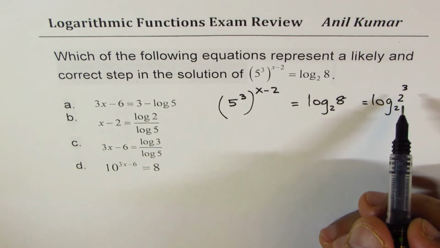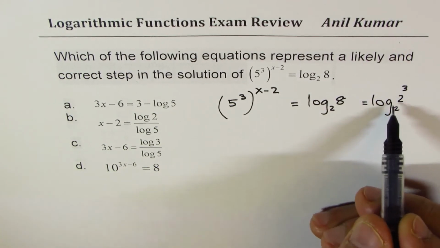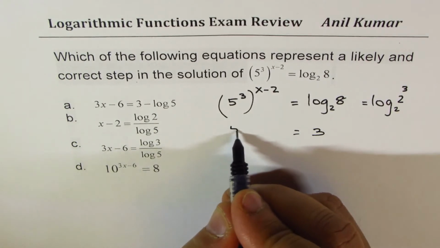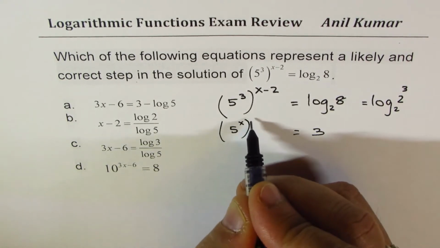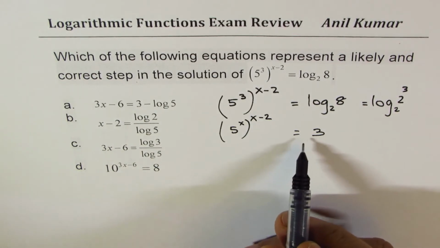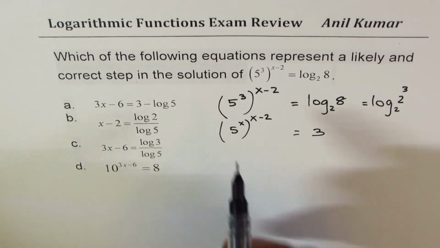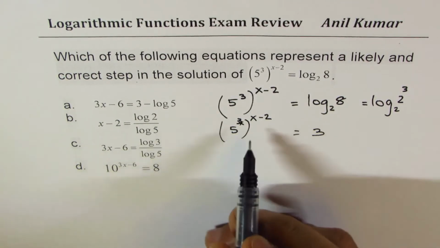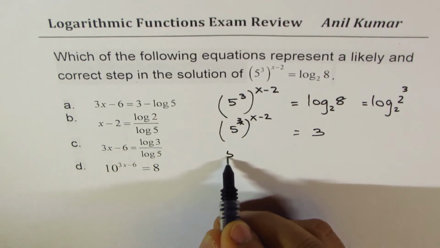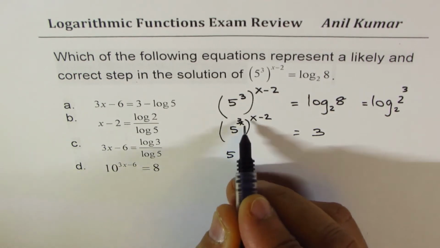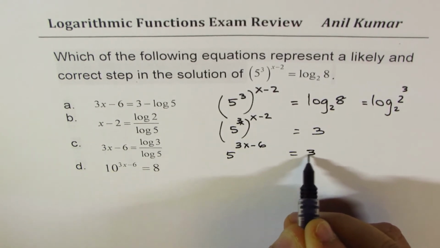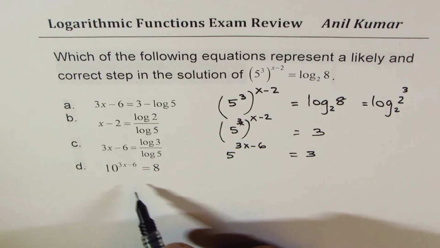So that gives you an idea that the right side is indeed equal to 3. So this is equal to 3, and we have 5 to the power of 3x minus 2. Now since that is the case, we'll just multiply this. We do have a term like this here. So we'll do 5 to the power of 3 times x minus 2, which gives us 3x minus 6 equals 3. Nothing is matching so far.